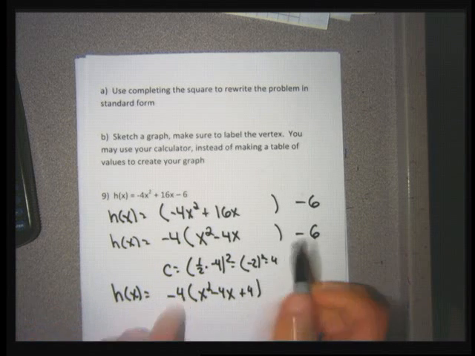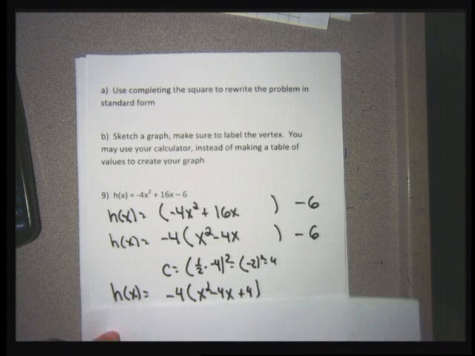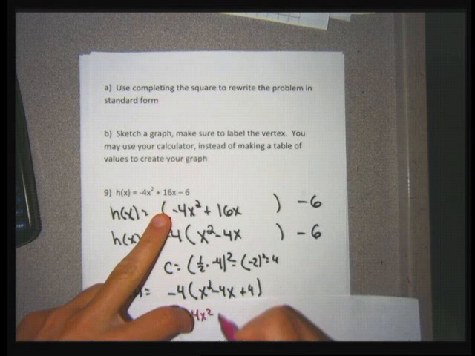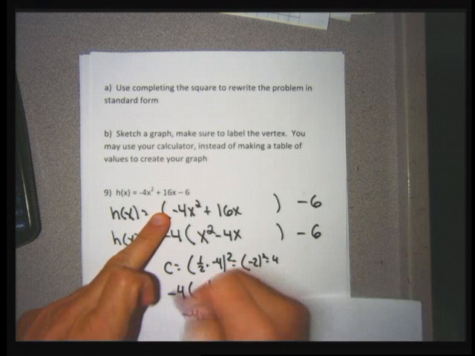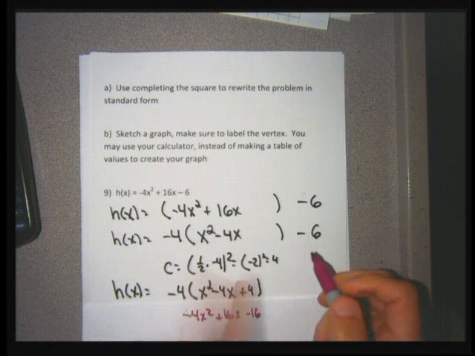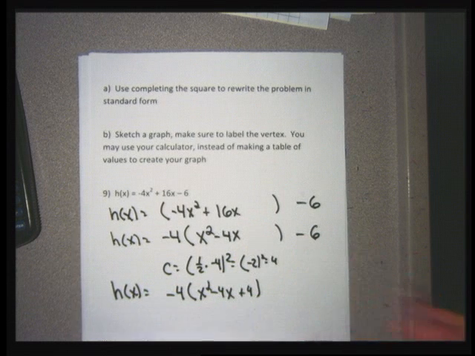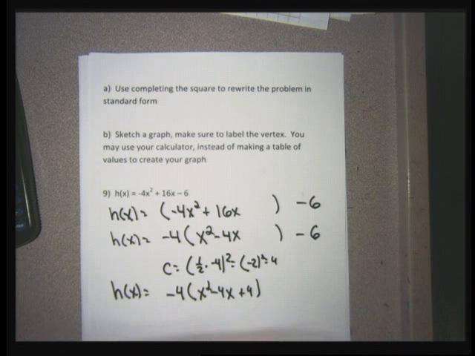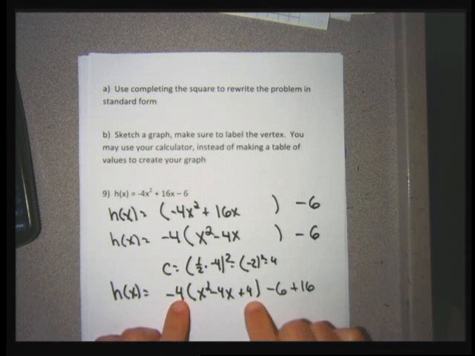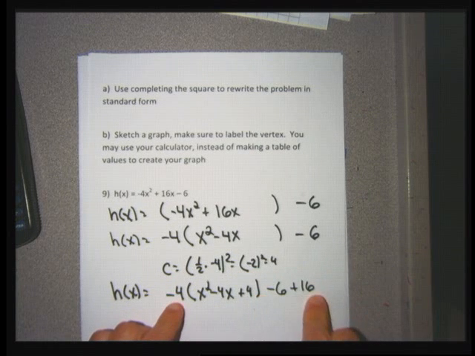If I cleared this parentheses, not that I have to, but if I cleared this parentheses, I'd get negative 4x squared plus 16x, and then negative 4 times 4 is minus 16. So what I've actually done to the original problem is minus 16. So next to the minus 6, I need to add 16. Because what I've actually done is minus 16 in the parentheses. If I distributed the negative 4 through, I need to add 16.